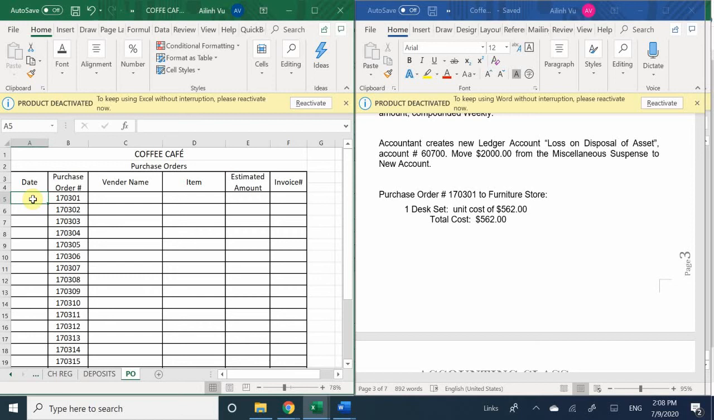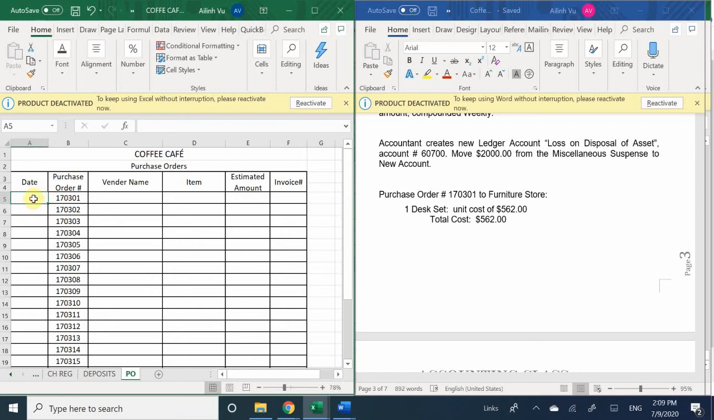We're going to be the sales manager. We're going to be the general ledger, the accounts payable. We're going to be all those hats. I don't get paid enough.